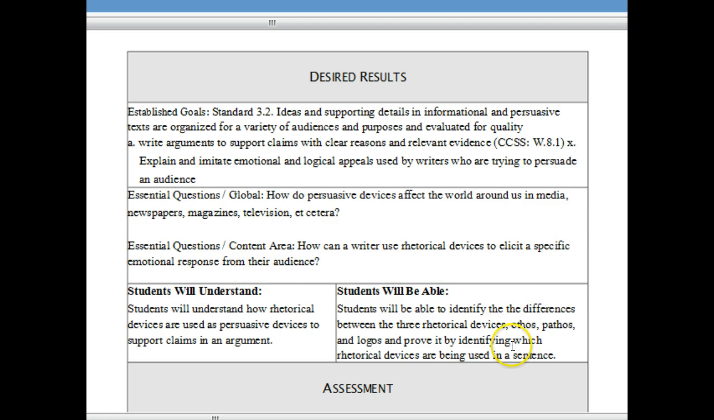So your students will be able to identify the differences between the 3 rhetorical devices and prove it by identifying which rhetorical devices are being used in a sentence. I like that as a goal. It's very measurable. It's very succinct. The students know exactly what they're to be learning and how they're to demonstrate it. I think that just reduces stress in the classroom for all involved. Your students will understand, very nice, how rhetorical devices are used to support claims. Very well done, very well done.